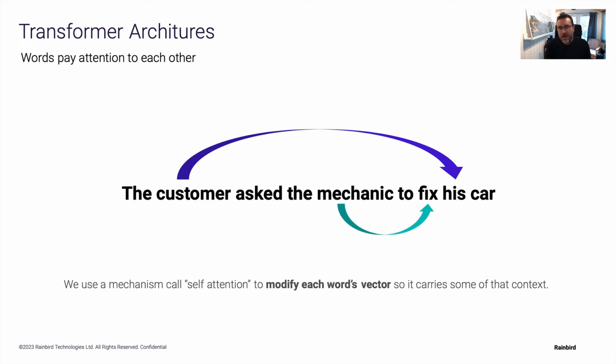If I included the sentence whose car is being fixed, we might make a better prediction that it's the customer's car being fixed because the word his has inherited something of the vector space that describes the customer.